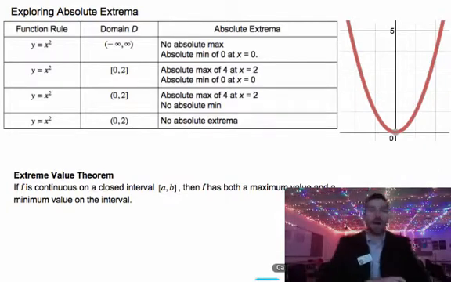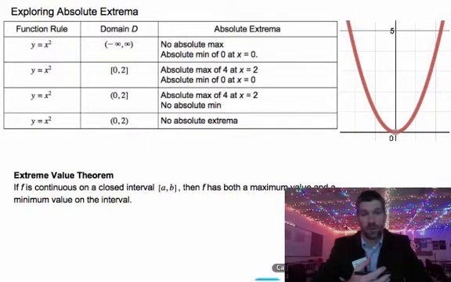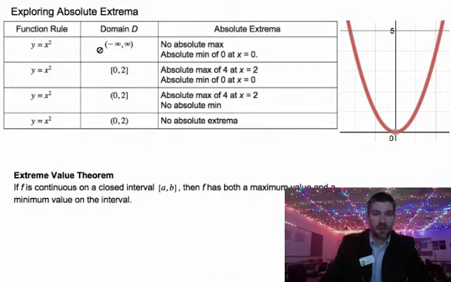Okay, so let's talk about how we can use extreme values to find different things based on what we're told for intervals. Let's start with this first one. If we say we're going from negative infinity to positive infinity, that's going to be this part right here.